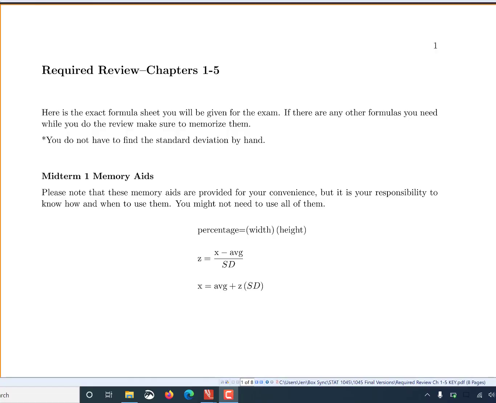This is a video key for our required review for chapters 1 through 5. You'll notice that I did show you the midterm 1 memory aids that you will get for the exam. You can print off this exact page. It's on the exam, so you can print it off before you take the exam. Make sure you print it before the exam because you can't print anything once you're logged into Proctorio.